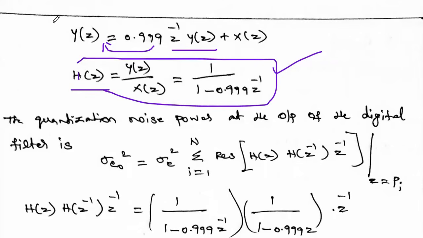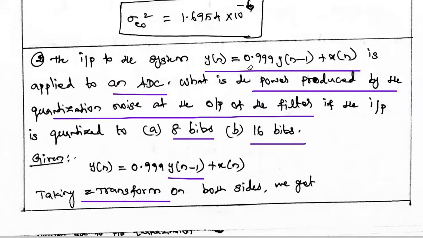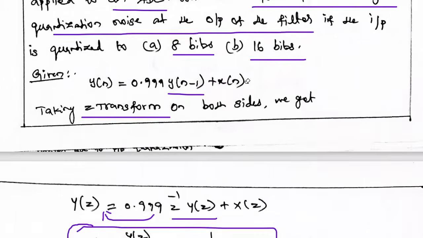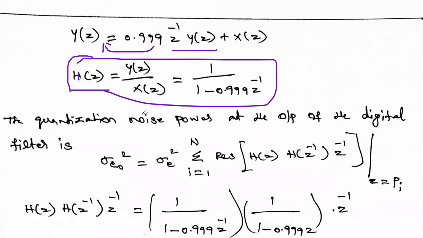Okay, this is the first step. So after calculating the system function, we have to calculate the input quantization noise power and output quantization noise power. This is the extra step we have to do if the digital filter transfer function is not given directly. In the previous problem H of z is directly given, but in this problem, instead of the system function, the system equation is given. So using that particular equation, you just take z transform and calculate H of z. Okay, this is the first step.